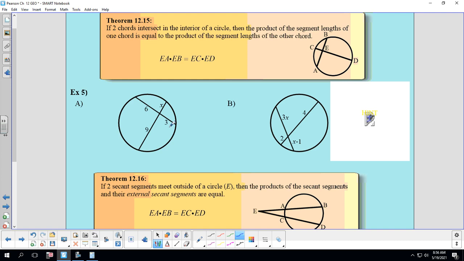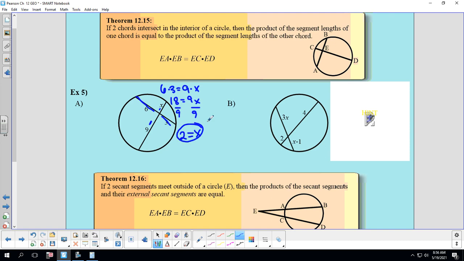So 6 times 3, so the ones from the same segment get multiplied together, is equal to 9 times x. So that's 18 equals 9x. We divide both sides by 9, and x is equal to 2.